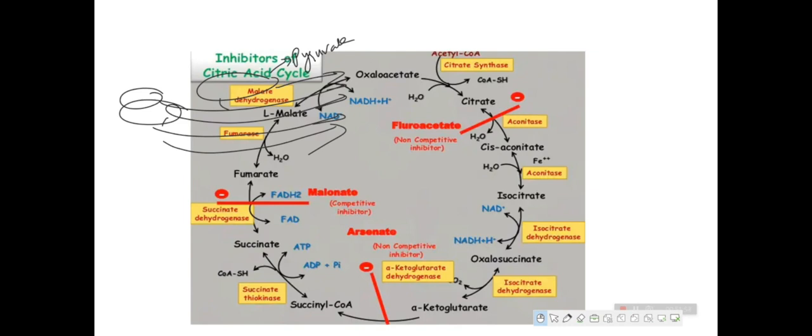Next are the inhibitors of the citric acid cycle. The inhibitors of the citric acid cycle are malonate, arsenate, and fluoroacetate. Fluoroacetate inhibits aconitase, arsenate inhibits alpha-ketoglutarate dehydrogenase, and malonate inhibits succinate dehydrogenase. Fumarase is an enzyme, not an inhibitor; it converts fumarate into L-malate. So there are three inhibitors: fluoroacetate, arsenate, and malonate.